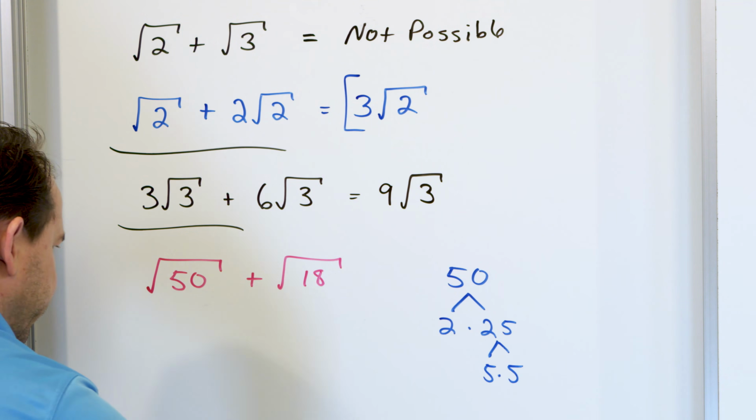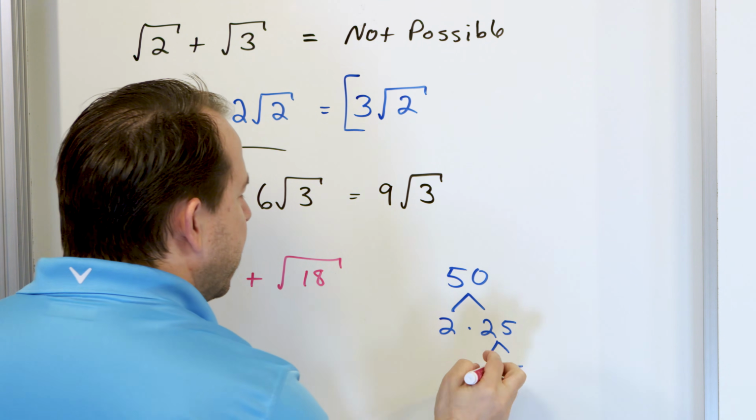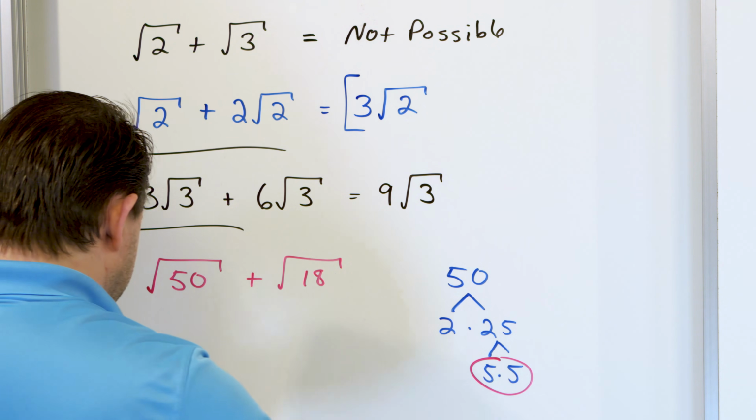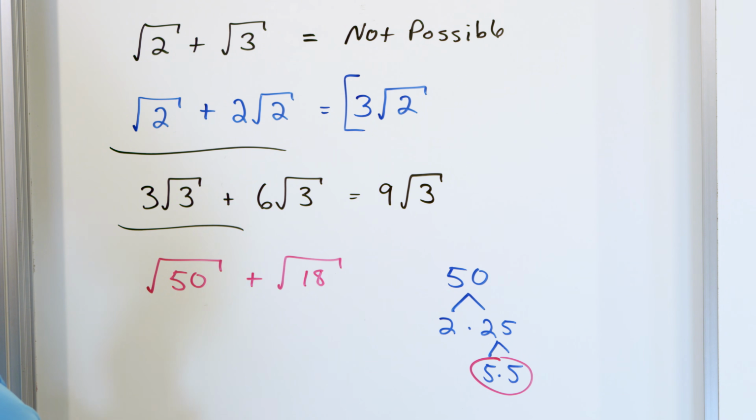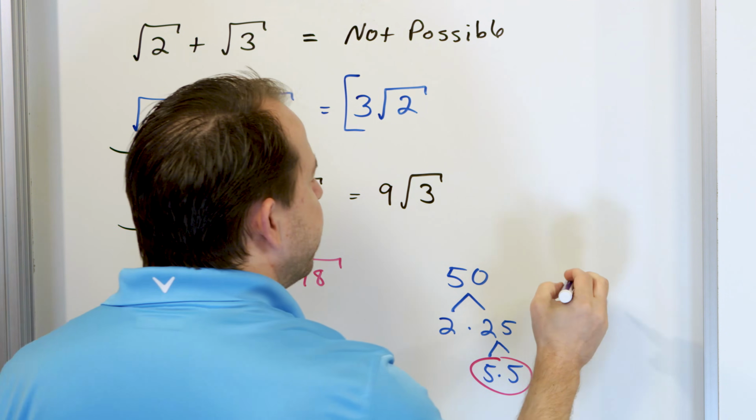Now this is a square root, right? So we're looking for pairs of numbers, and we see a pair of 5s. All right, so we're going to hold that in our back pocket for a second. Let's go over here to 18 and see what we get.